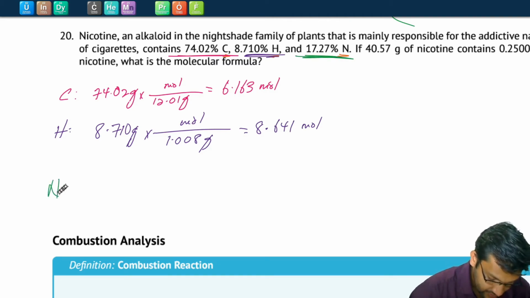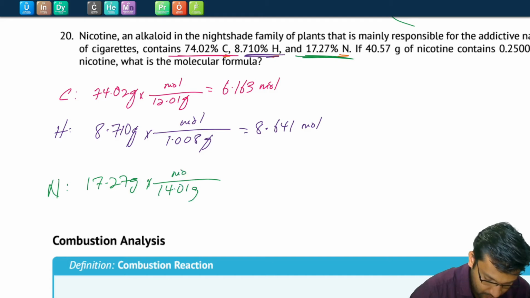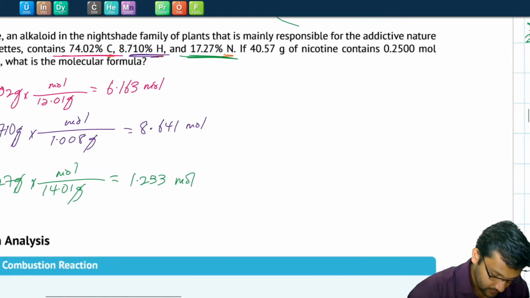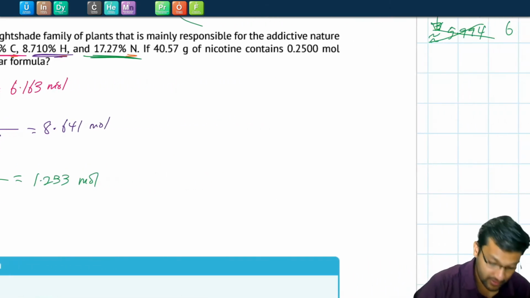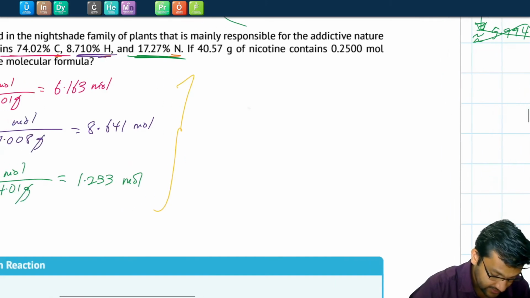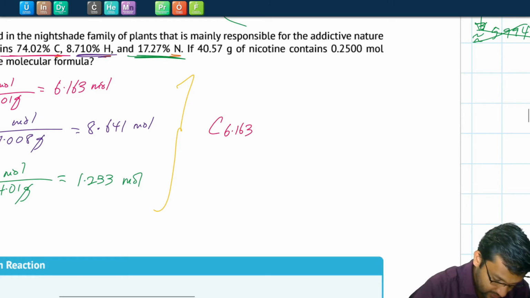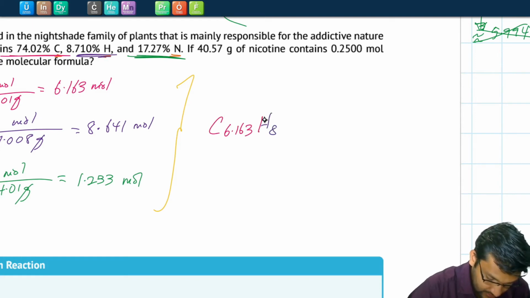Okay, now let's look at nitrogen. For nitrogen, we have 17.27 grams divided by 14.01 grams per mole, which gives us 1.233 moles of nitrogen. We're still trying to figure out what the empirical formula is first, so let's write our pseudo formula. Carbon 6.163, hydrogen 8.641, and nitrogen 1.233.